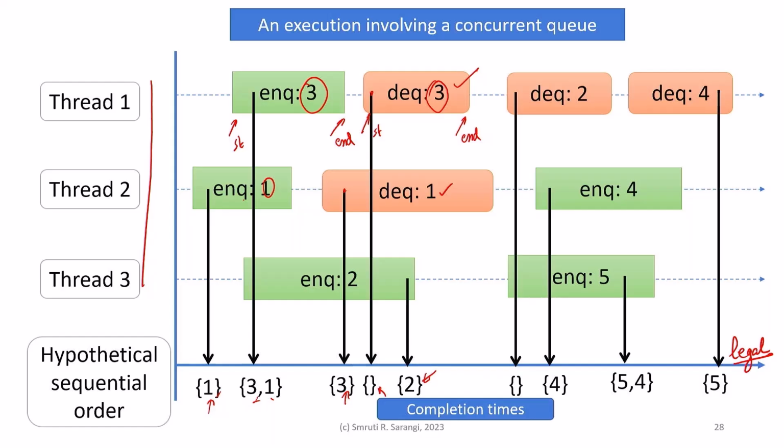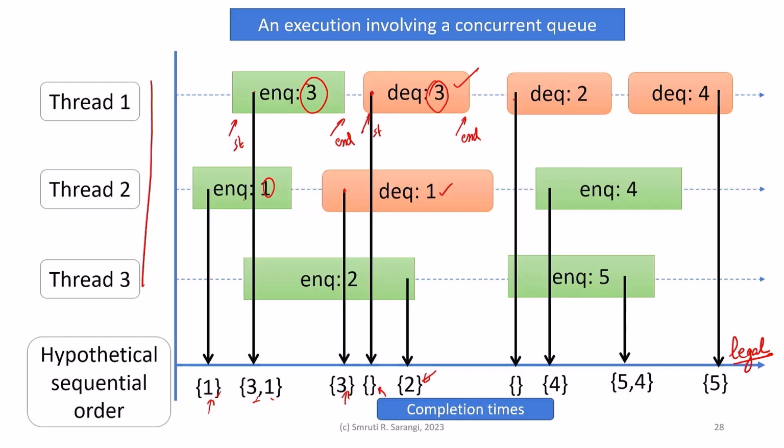Then what are my constraints? Can the completion time be anywhere? Or are there any constraints on the completion time? Let us say that my constraint is as follows. My completion time of an operation is between its start and end, which means that for the DQ, the completion time is here between its start and end. For this DQ, it's between its start and end. Even for an NQ, it is between its start and end.